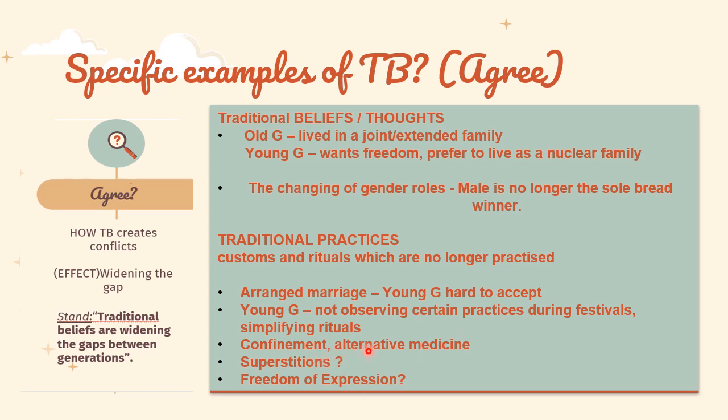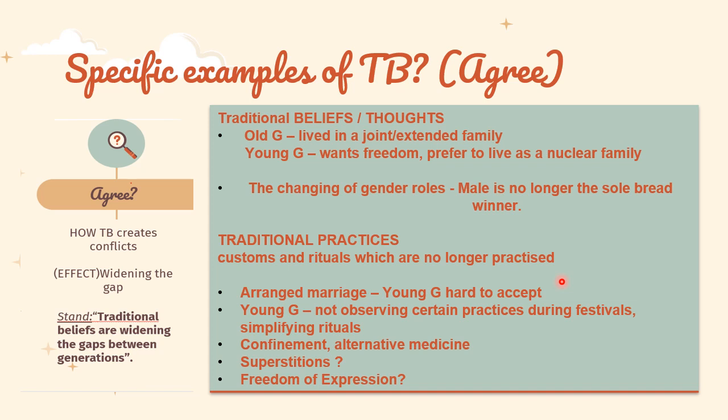And then when it comes to confinement, some of the beliefs, some of the practices are no longer believed by the young generations. You can pick up any example of superstitions, perhaps. When a black cat passes in front of you, it could be a disaster. You are unlucky. Something unfortunate would happen when a black cat passes by. So you can think of any superstition which the young generation do not agree with. And it could be freedom of expression. So a lot of examples you can pick out.